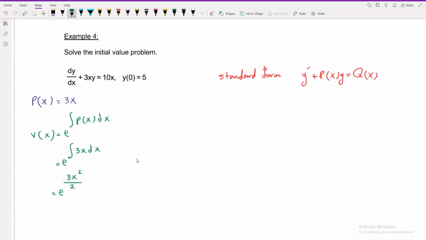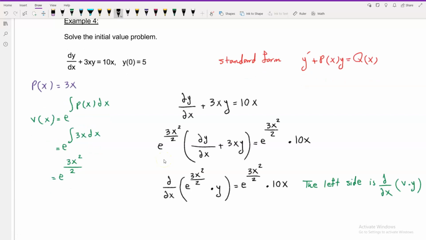So here what we have for v of x, that is equal to e power integral p of x dx. So substitute 3x for p of x. We have v of x equal to e power integral 3x dx. Integrate. So this is equal to e power 3x squared divided by 2. Now multiply both sides of the linear equation by the integrating factor, which is v of x. So here multiplied by e power 3x squared divided by 2. And that same thing here on the right side.